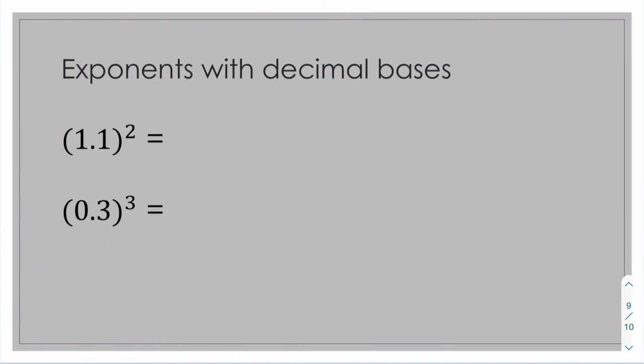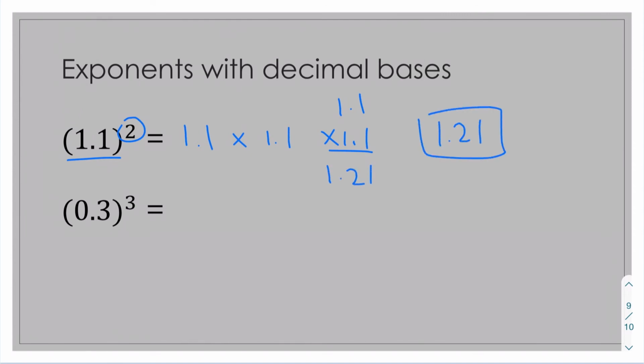Now, this may look more complicated with exponents with decimal bases, but it's basically the exact same thing. If we get 1.1 to the power of 2, that is just 1.1 times 1.1. It's just 1.1 multiplied by itself 2 times. So if you multiply it out, it's just equal to 1.21. And so that is the answer here.